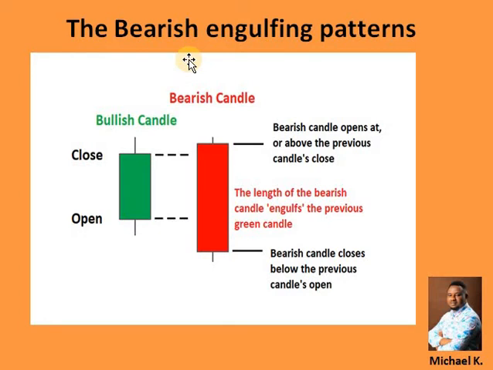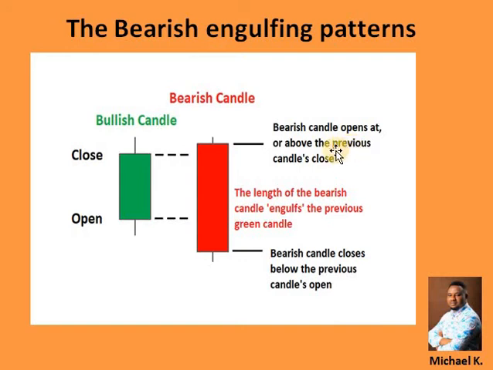Now, let me explain briefly the structure of a bearish engulfing pattern. A bearish engulfing pattern is a double candlestick pattern where first you have a bullish candle followed by a long bearish engulfing candle. Now, for a pattern to qualify as a bearish engulfing candle, the following needs to happen.